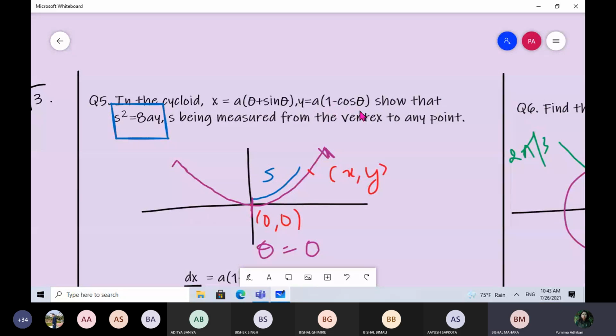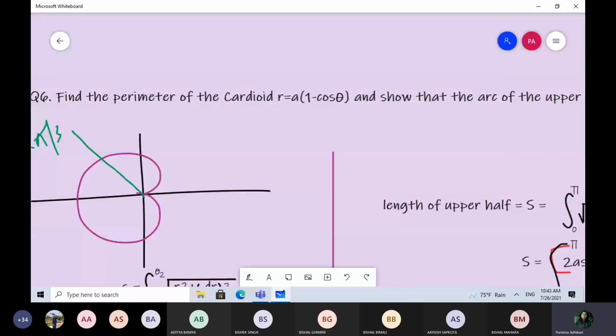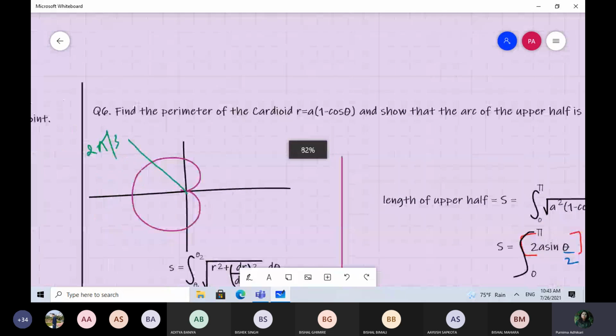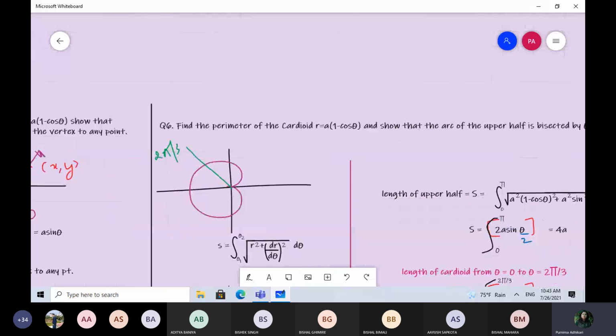1 minus cos theta. Yes, exactly. So you will get something like this. When you hint integration, the part is similar to this question. Integration, so your question is similar. So here you will be doing integration also.